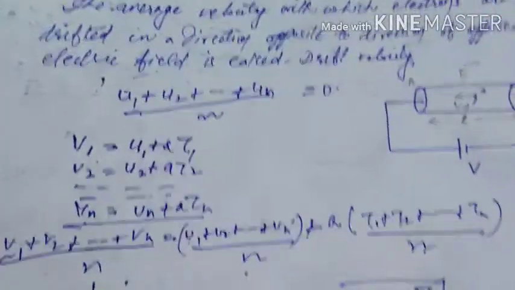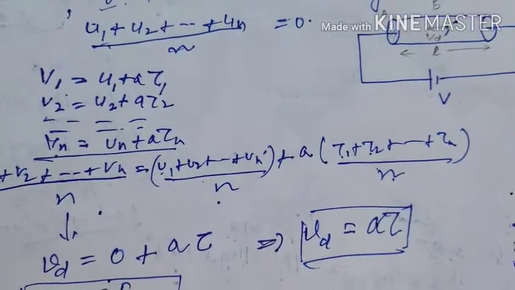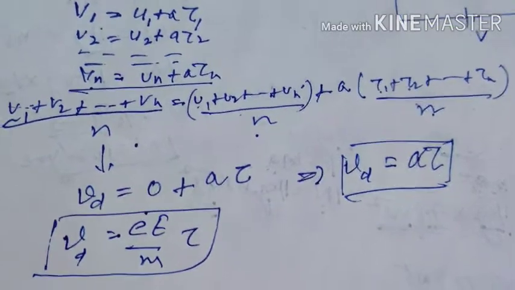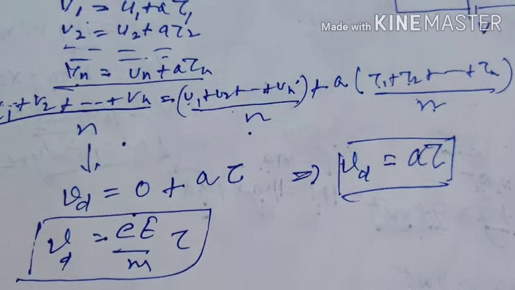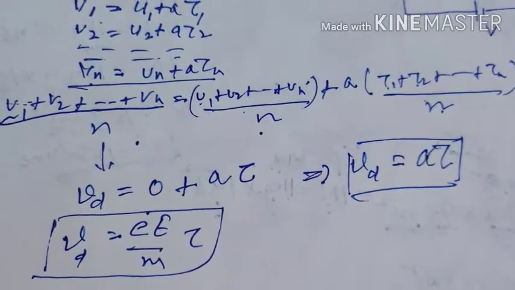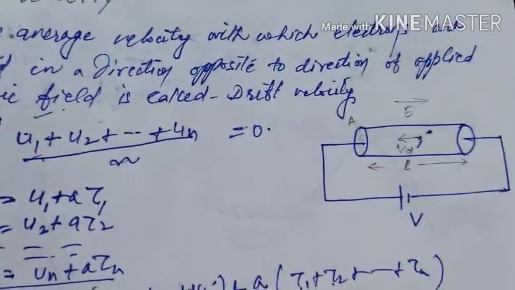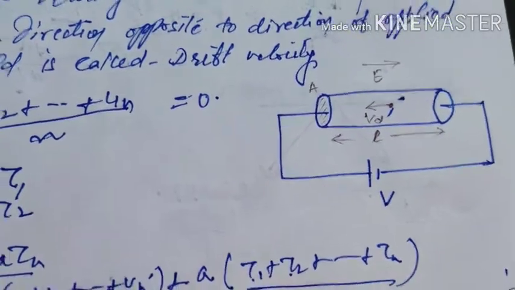Dear students, in the last video, I had told you about the expression for drift velocity. So today I am going to explain how drift velocity is related to electric current. So again same diagram I am going to use here.